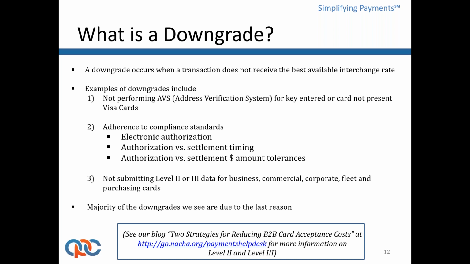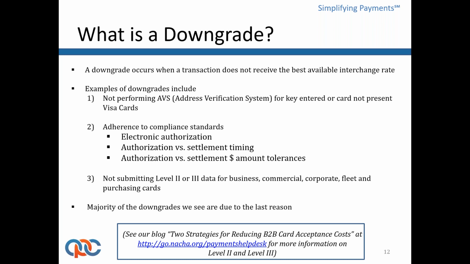And then another big category or area of downgrades is when you accept commercial cards. When I say commercial cards, I mean cards that are typically used by businesses. So they might be business, commercial, corporate, fleet cards. And if you do not send level 2, level 3 data associated with those transactions, you end up paying higher interchange fees.